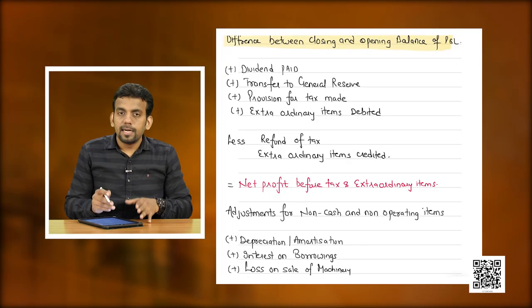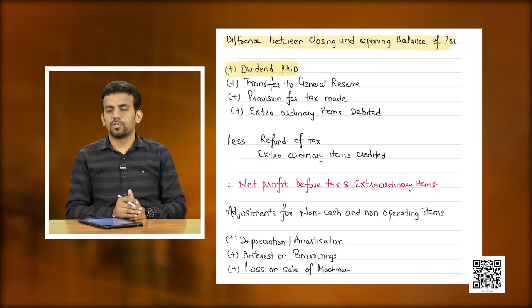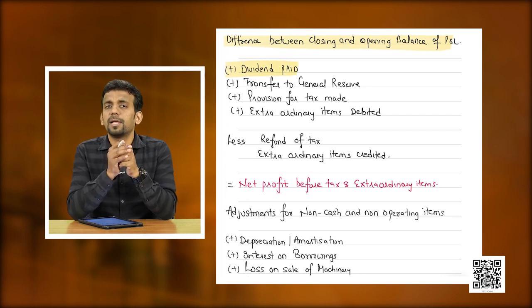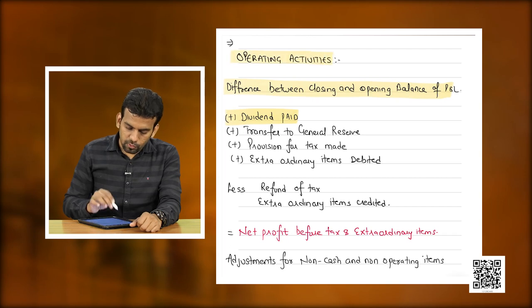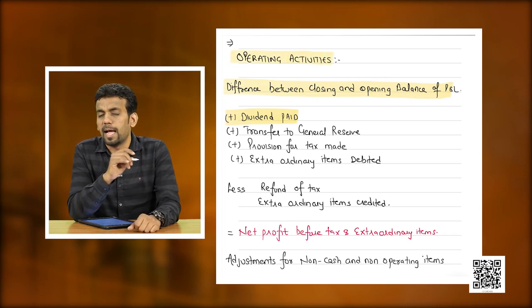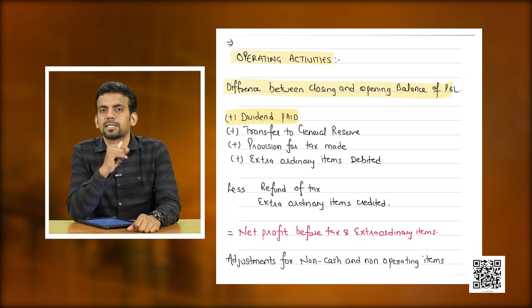I am adding dividend paid. Students, the figure appearing in the balance sheet of profit and loss means all kinds of expenses are deducted. Dividend paid out of profit is deducted, but we are calculating cash flow from operating activities, and paying dividend is not the operating activity of the business, but we have already deducted that. So, what should we do with that dividend? We must add it back.